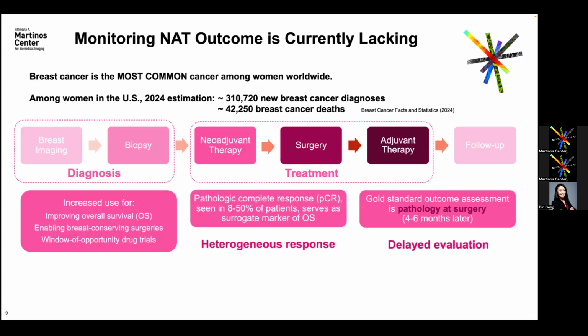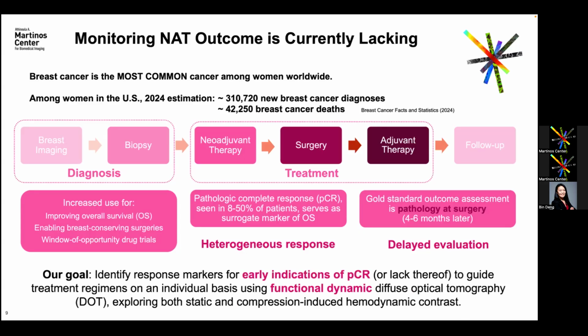So you can imagine for women who do not respond to the treatment, they only find out 4 months later, and they went through all those unnecessary side effects to get a treatment that is not working for them. So our goal is to identify functional imaging markers using optical imaging that can provide early prediction of pCR, and that allows doctors to change the treatment in the middle of the neoadjuvant therapy if necessary to improve the overall outcome. And we'll explore both static and compression-induced hemodynamic contrast in the study. I'll explain what it means later.